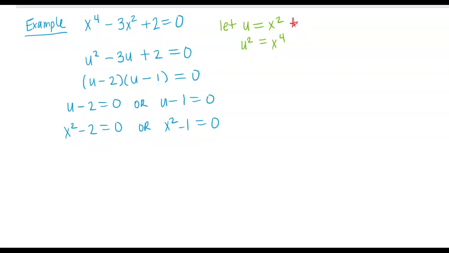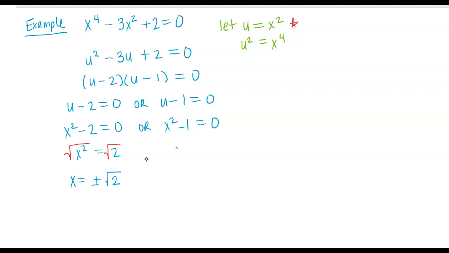Let's add 2 to both sides in this first equation. x squared is equal to 2. Taking the square root of both sides, I'll get that x is equal either to positive square root of 2, or negative square root of 2.